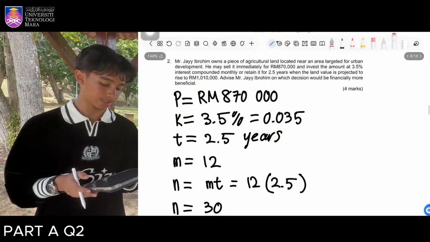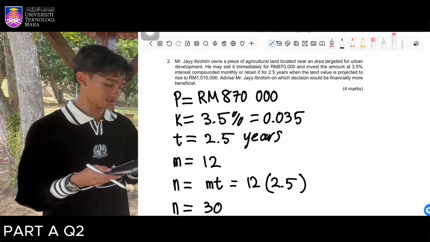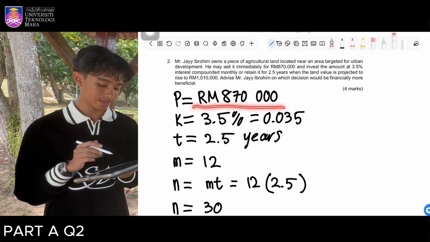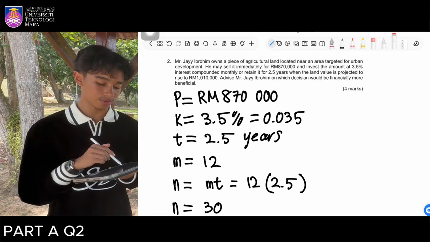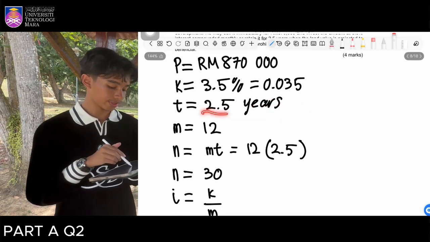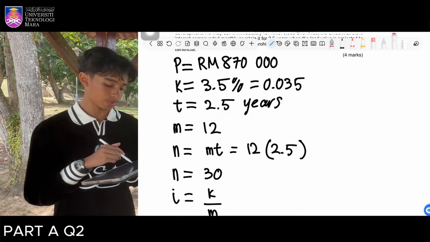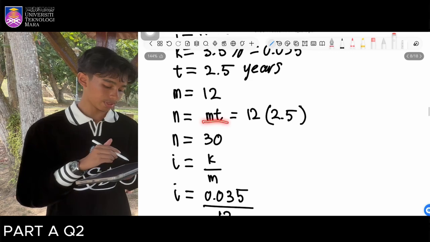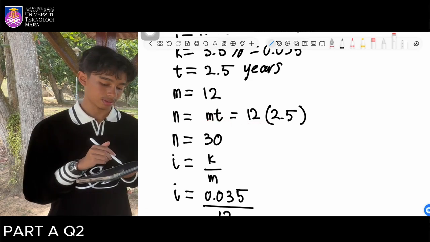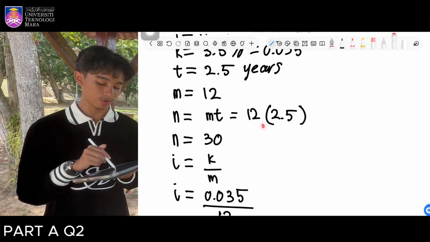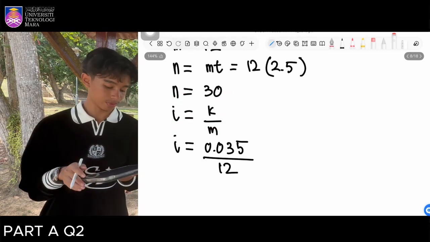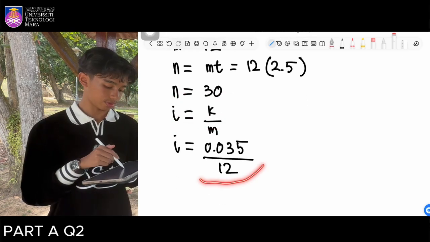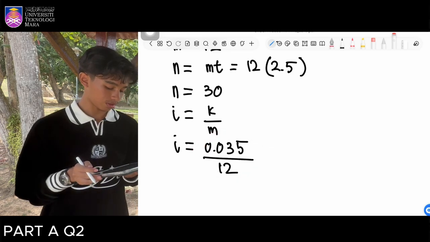Based on the information given here, P is RM 870,000, K is 3.5%, which is 0.035, T is 2.5 years, M equals 12 because it's compounded monthly, N equals MT, which is 12 times 2.5. So N is 30. So I is K per M, which is I equals 0.035 over 12.